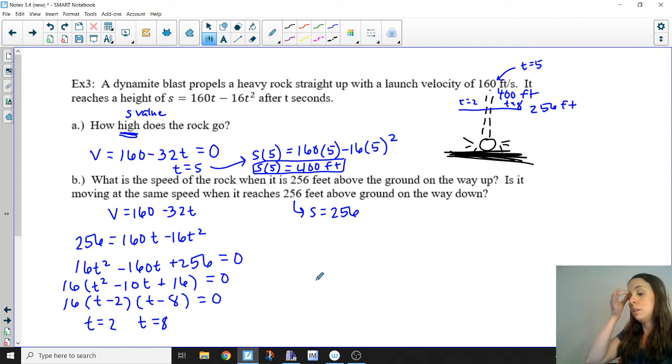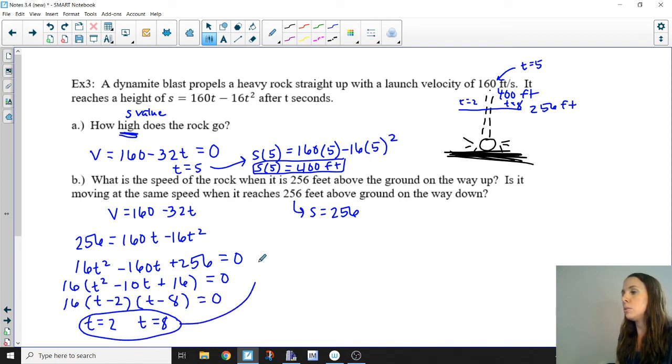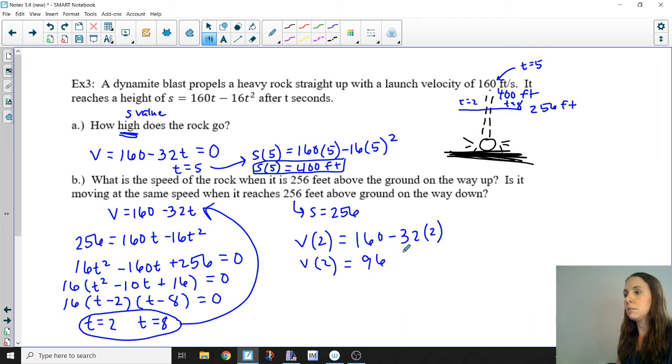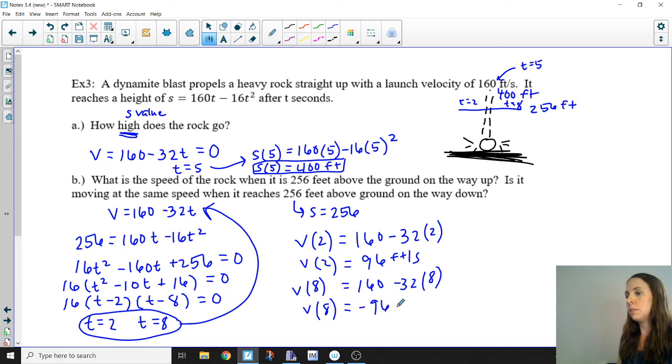Maybe not, because it's a lot. It is a lot. So here's what we now need to do. We're going to take these times and sub them in for our velocity one at a time. So let's find v of 2. And we get 96 feet per second. And let's find v of 8. And we get negative 96 feet per second, which means the speed is 96 feet per second. And that is in both directions.